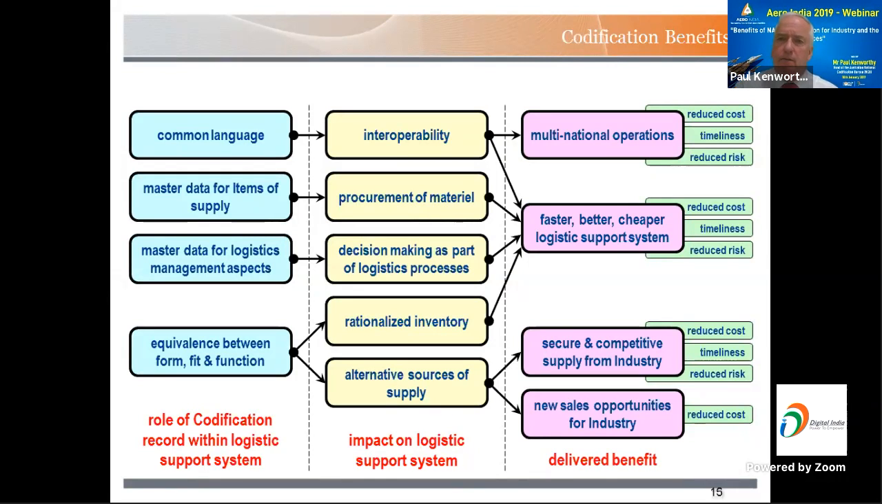And I won't go into that, but as you can see, it assists in multinational operations. For instance, disaster relief. It helps with a faster, better, cheaper logistics support system. It has secure and competitive supply from industry, multiple sources, and it gives new sales opportunities for industry. So most of these benefits are for the armed forces, of course. That's why the NCS was developed.